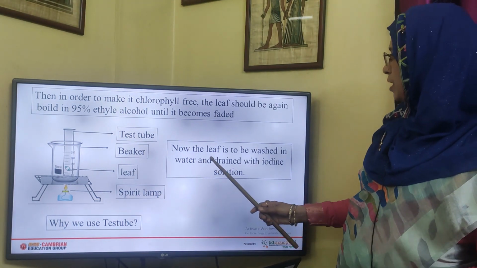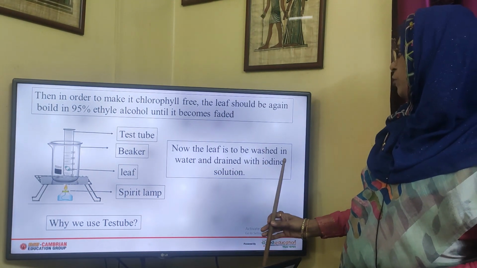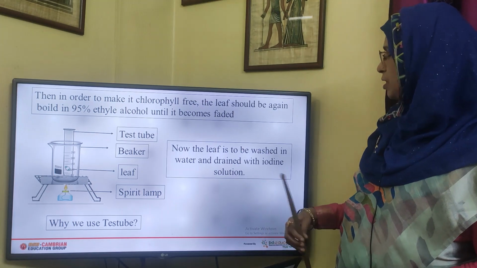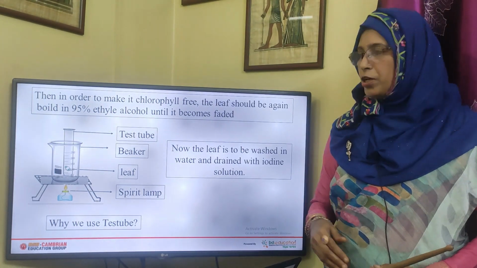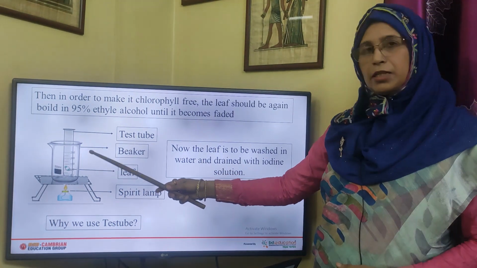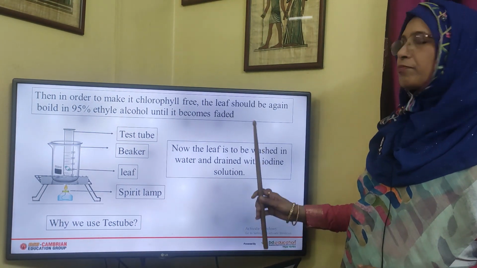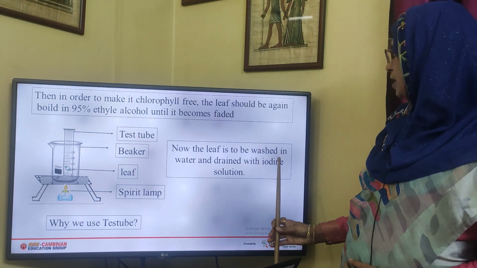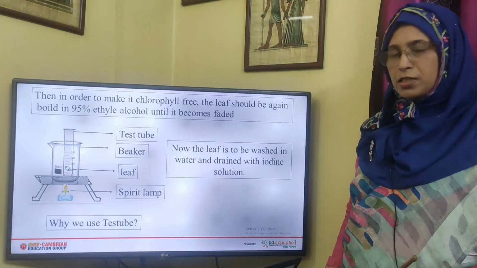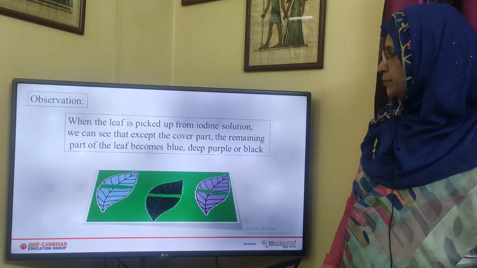Now the leaf is to be washed in water and drained, then treated with the iodine solution. That means after boiling these green leaves, there is drainage and the iodine solution. Then you can boil this in iodine solution.